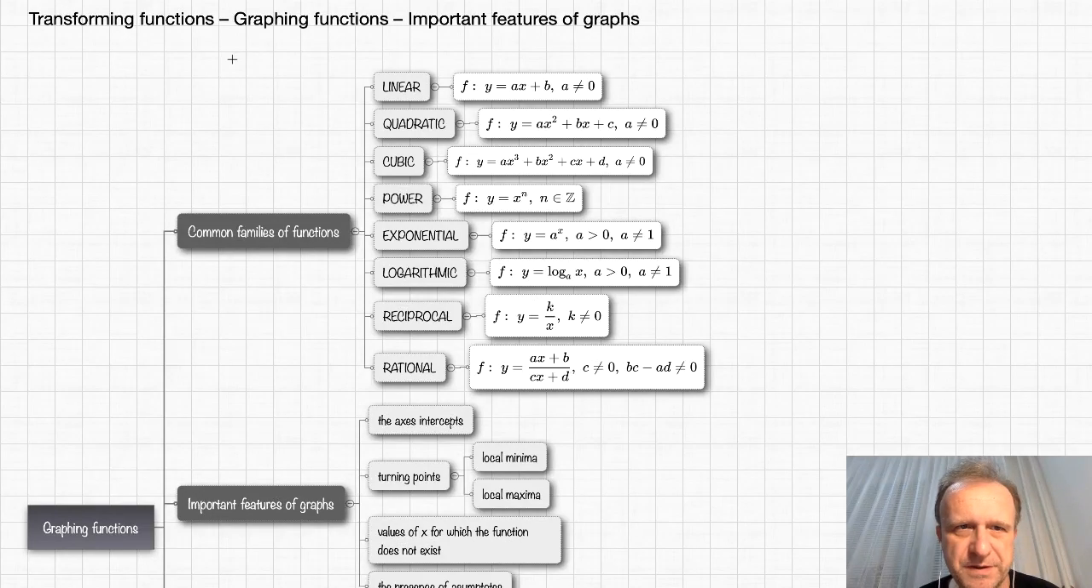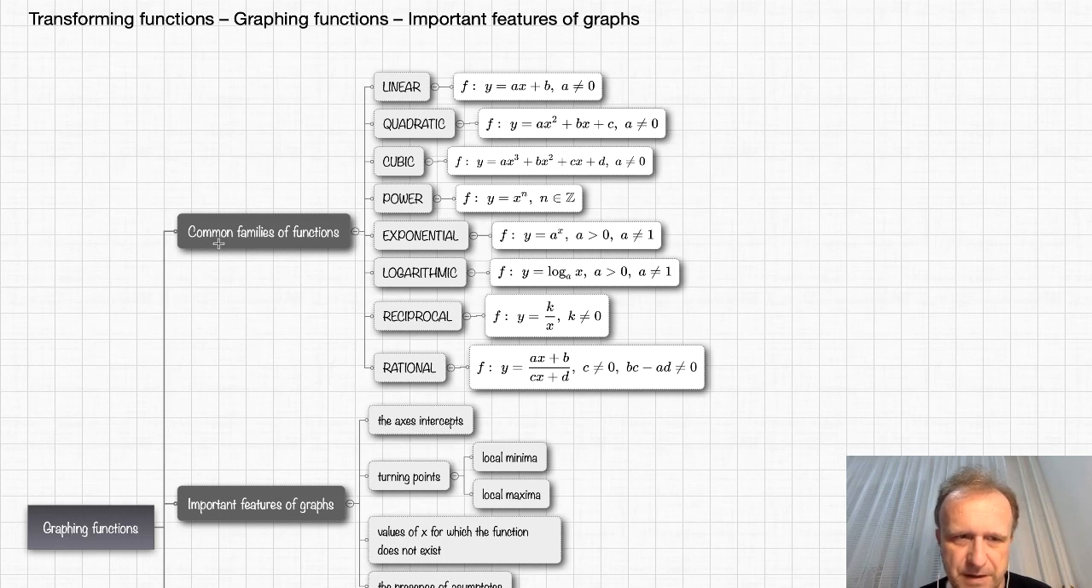Transforming functions, graphing functions, important features of graphs. So this is the first lesson in this new chapter, Transforming Functions, and I'm going to discuss the important features of graphs and especially the graphs which are unknown to us. So let's start with this diagram here.